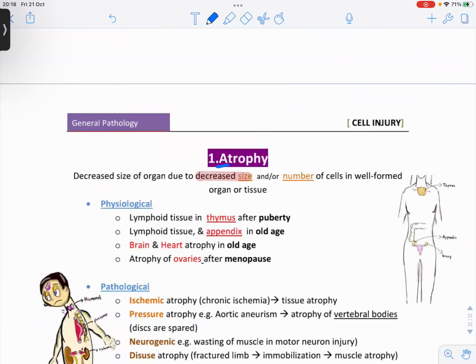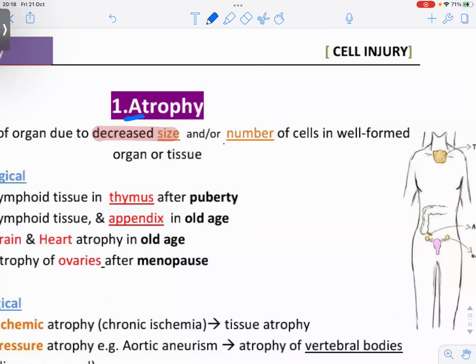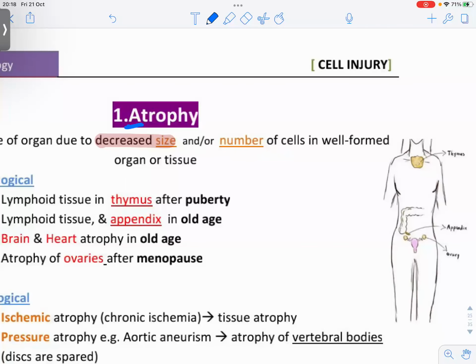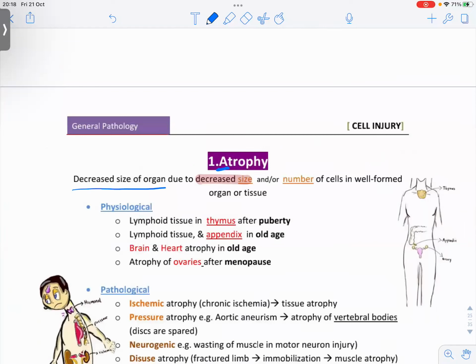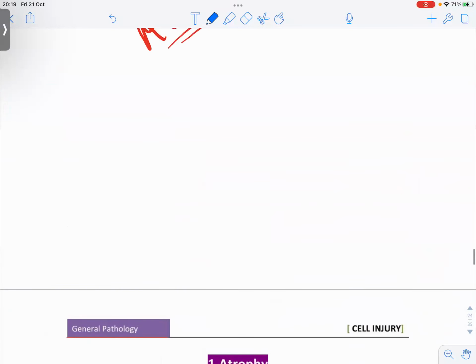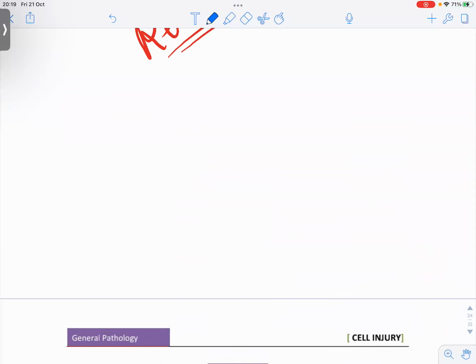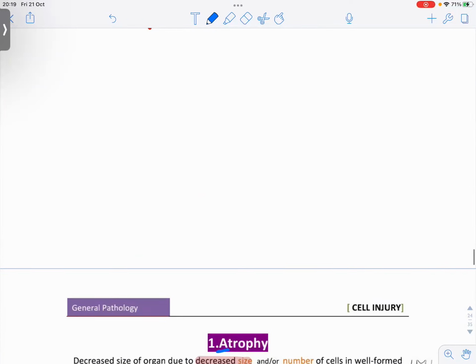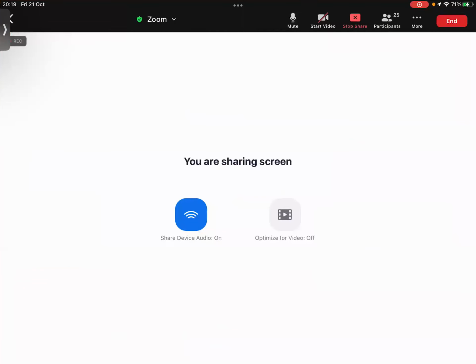Atrophy is basically decrease in the size of the cells, but it can be associated with decrease in number of cells. But to call it atrophy, there should be decrease in size. So it can be or cannot be associated with decrease of number. So atrophy: decreased size of organ due to decreased size and or decreased number of cells. In atrophy we have physiological atrophy and pathological atrophy. Do you know an example of physiological atrophy?